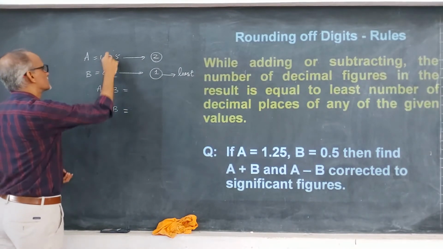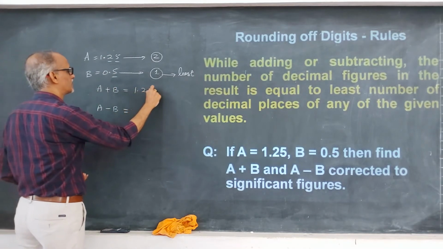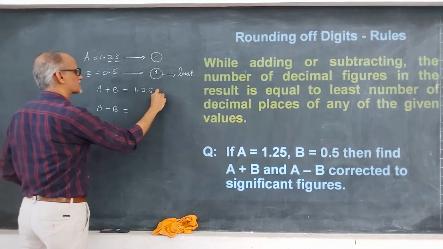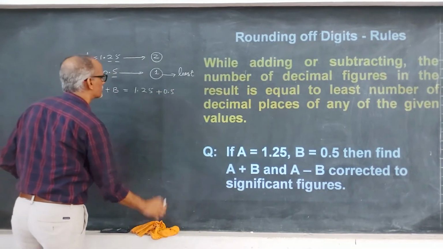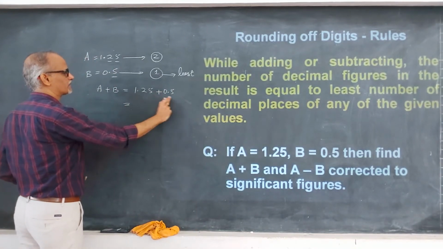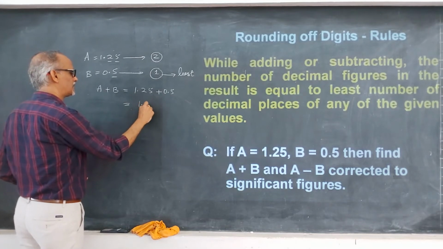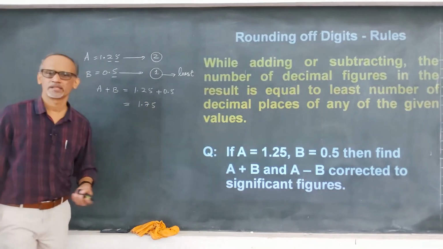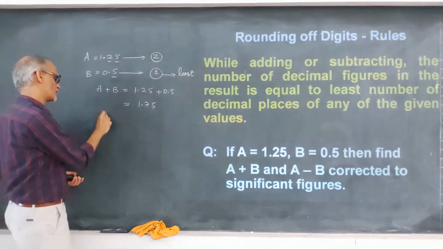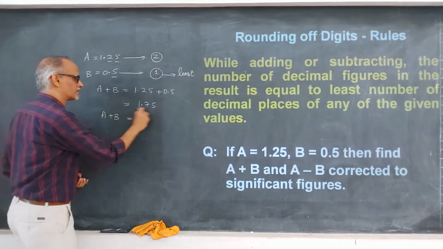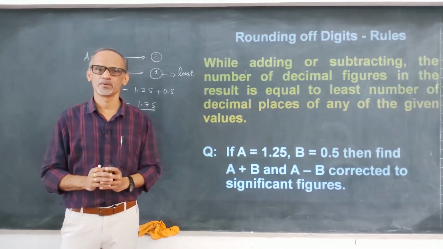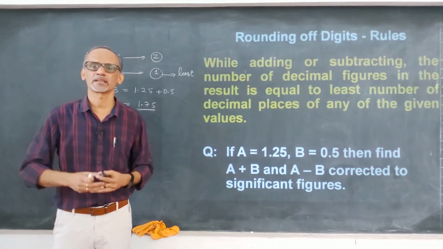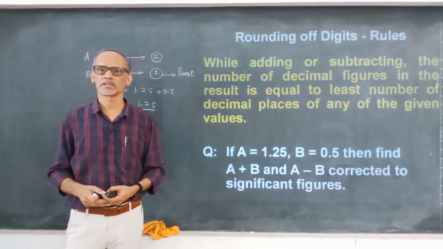So, A plus B, this is A plus B, 1.25 plus 0.5. Okay. So, add here 1.25 plus 0.5 is 1.75. That is what we get when we add. Okay. So, what is the rule now? This is not the final answer. This is the correct answer. When we add, we get a number. That is true, but how to express in terms of the significant rule, significant figures.